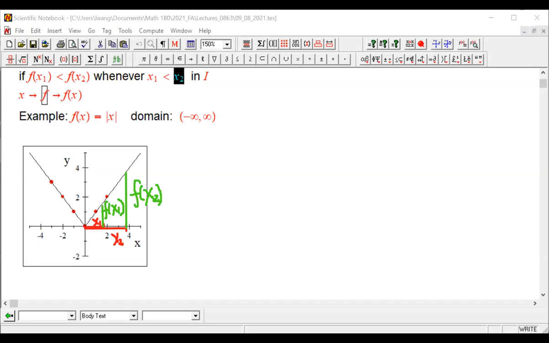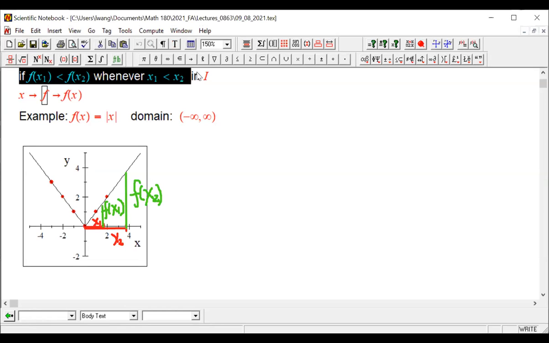So let's describe it. What's the description of it? The description of it is whenever x1 is less than x2, which is the input, one is smaller than the other, their respective outputs also bear the same relationship. So that's what it means. For example, in this case, what would we say about the increasing, decreasing? We used to just tell from the curve, if it goes up, we say increasing, if it goes down, we say it's decreasing.